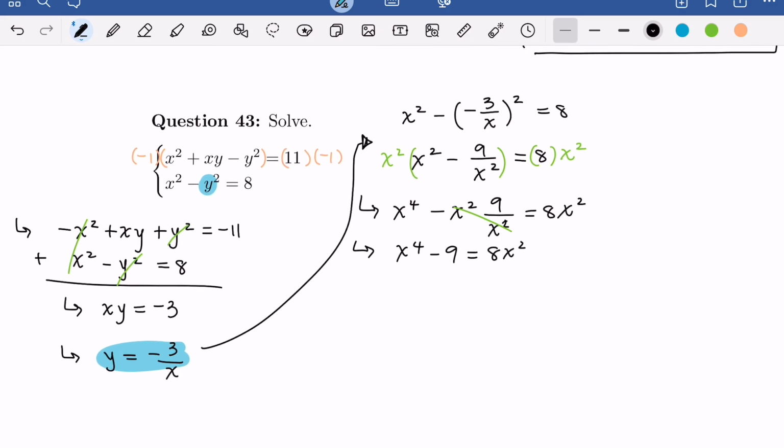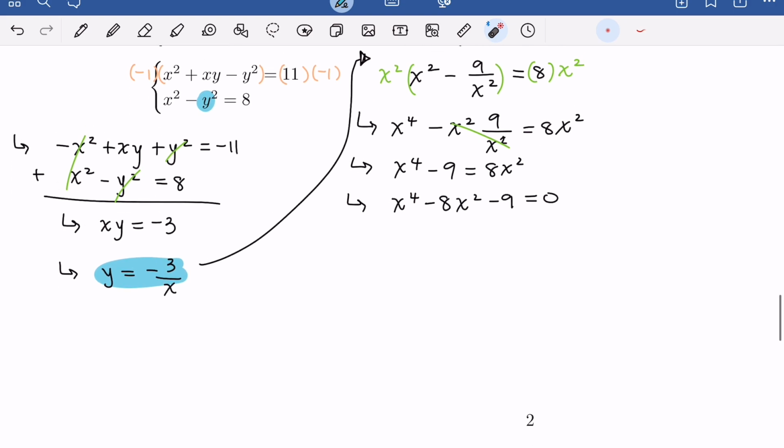Let's move all of our variable terms to one side. We're going to have x to the 4th minus 8x squared minus 9 equal to 0. Now from here, we're not exactly sure how to solve an equation that has degree 4. However, we can use our substitution that we saw a few sections ago. If I introduce a new variable, let's say u, and I let u be equal to x squared, I can substitute this u back into this equation where necessary.